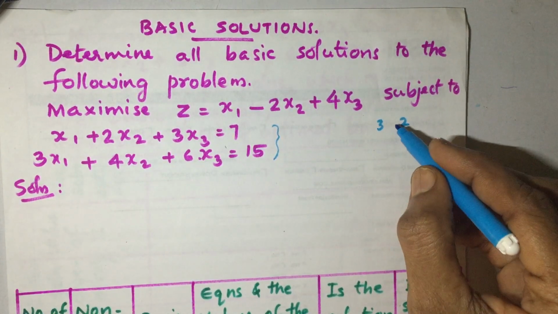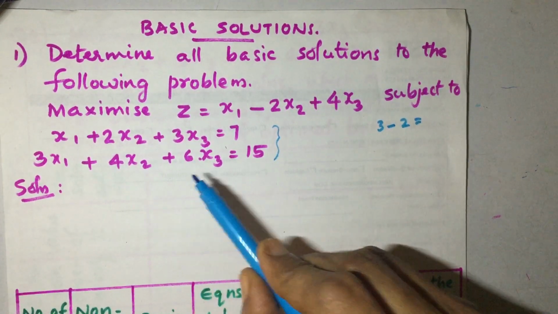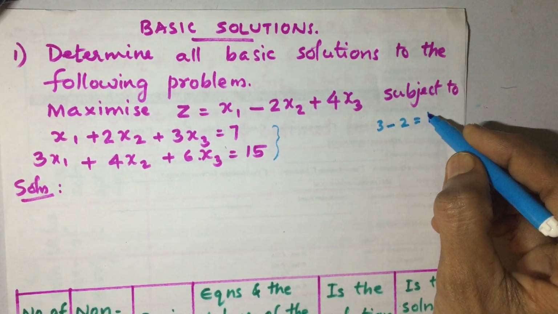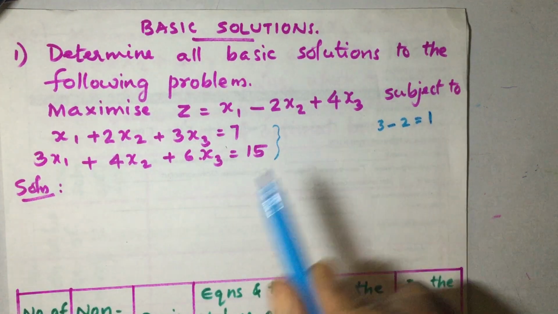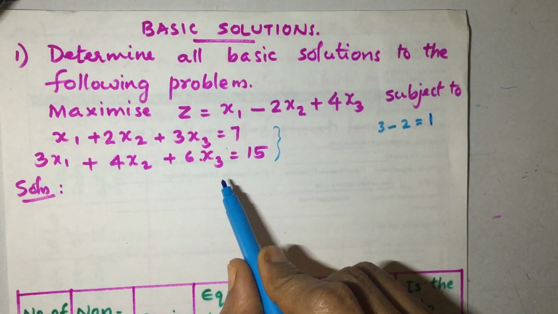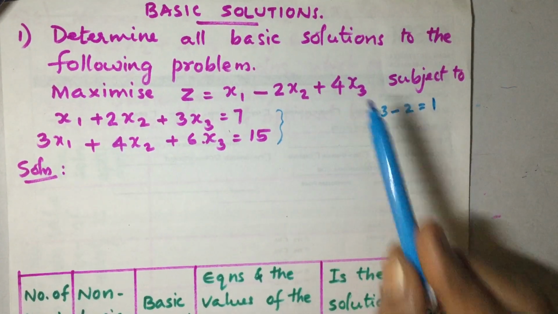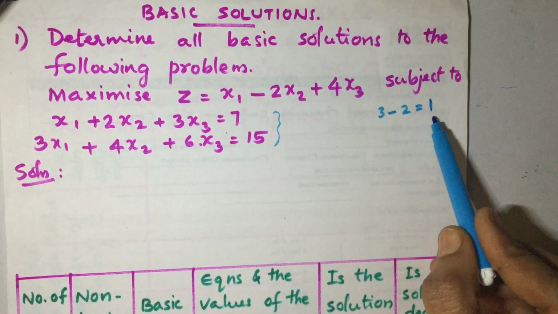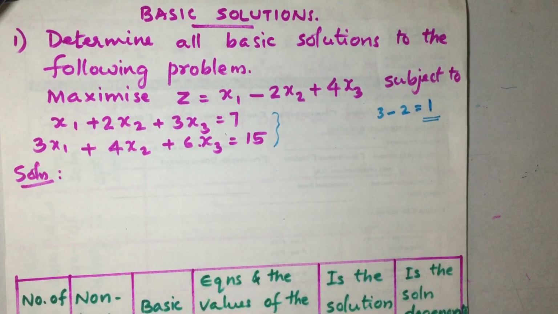So what we do here is substitute one of the variables x1, x2, x3 as 0. How do you find this out? Look at the number of unknowns and the number of constraints, then take the difference. That means 3 unknowns and 2 constraints, so 3 minus 2 is equal to 1. Then one of x1, x2, x3 you will give as 0.